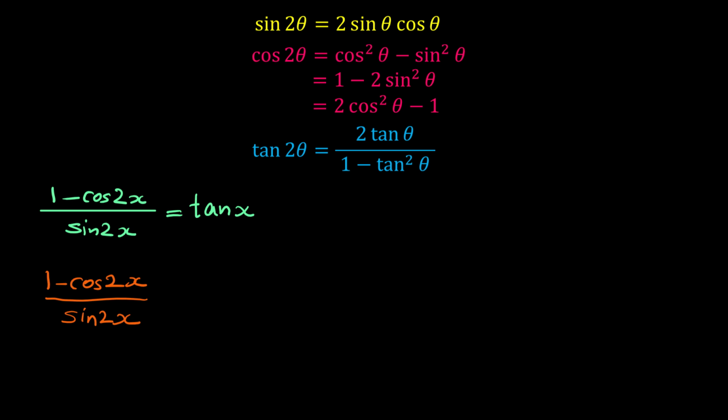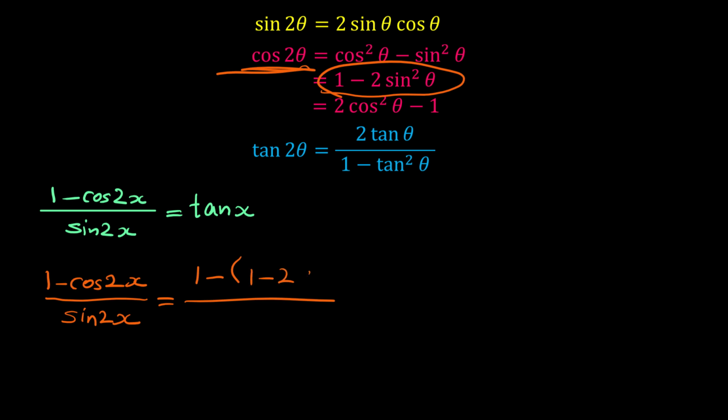So let's continue. Here, for simplifying this expression, for cosine of 2x in the numerator, we substitute cosine of 2x with this rule: 1 minus 2 sine squared x. Because it is cosine of 2x, we have 1 minus 2 sine squared x. And for the denominator, sine of 2 theta is 2 sine theta cosine theta. So sine of 2x is 2 sine x cosine x.